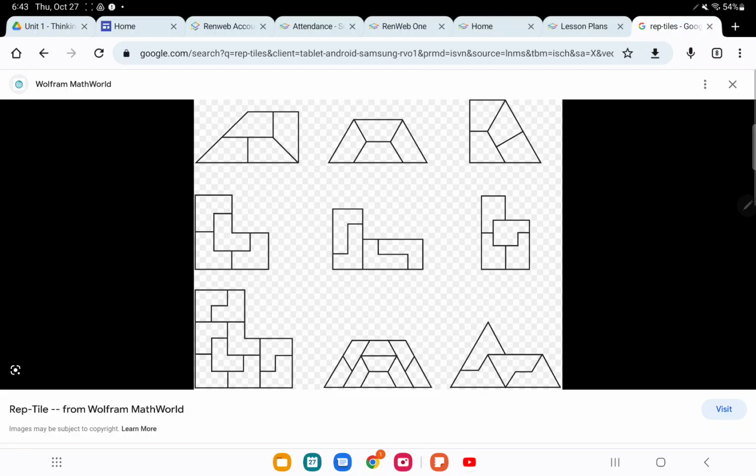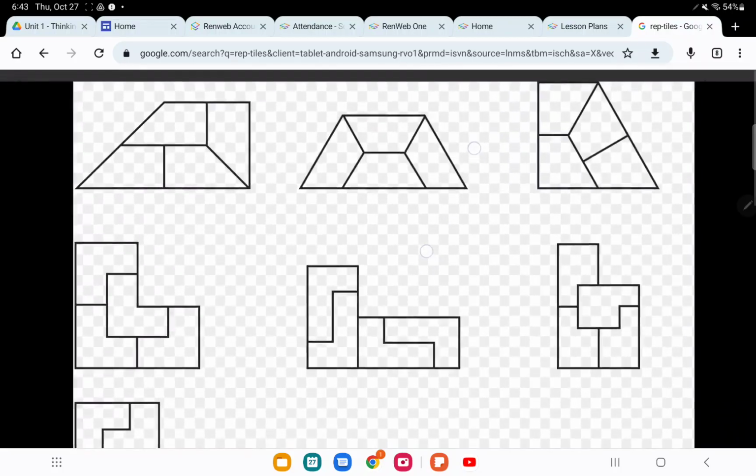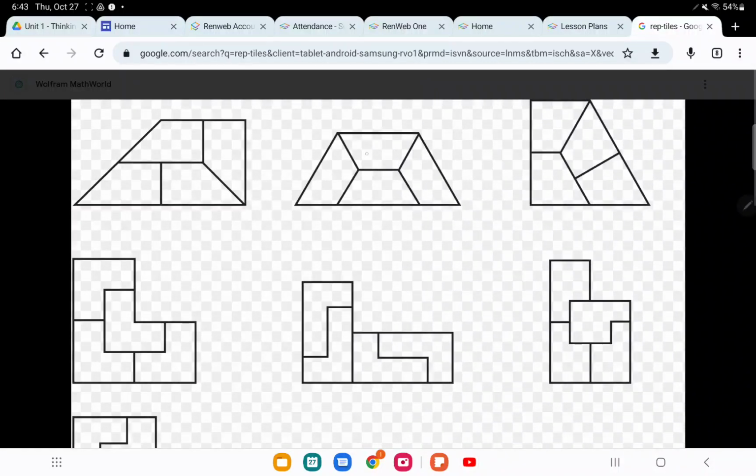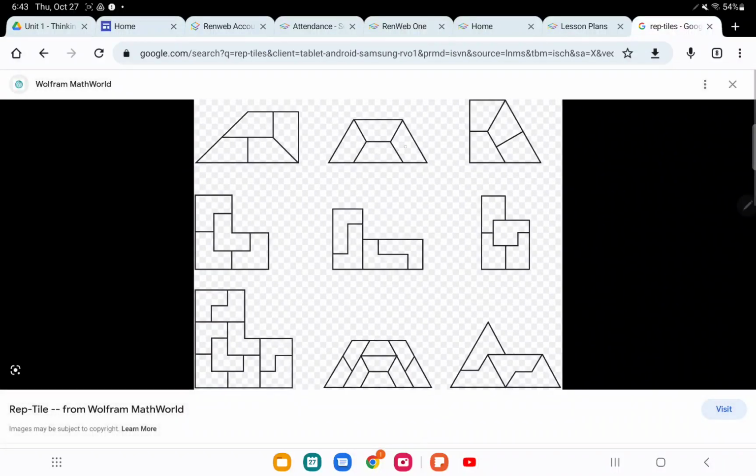So if you're stuck, you're doing something like this, right? So here is a trapezoid right in the middle there. So there's an example of one small trapezoid that is put together, right? Those congruent trapezoids then make a larger, similar trapezoid. So you're doing something like that.